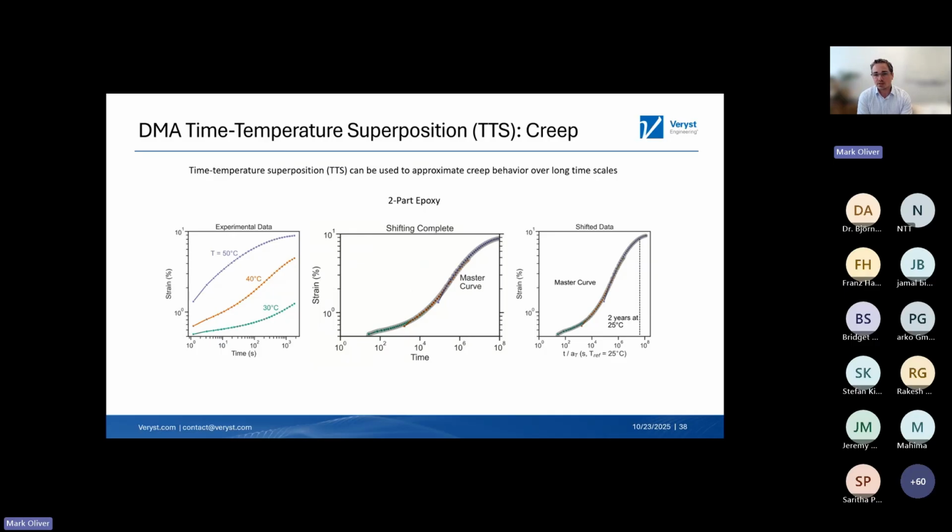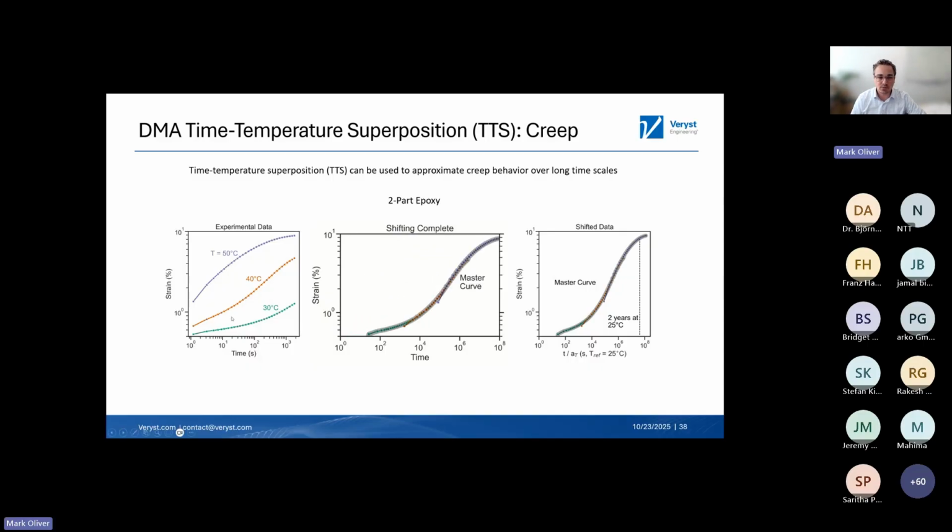And so this first example is to basically predict the long-term creep behavior of an epoxy. So this was a 2-part epoxy, and we wanted to know what the creep characteristics are at room temperature, up to beyond a year. You could go into lab, set up a creep test, and monitor it for a year, which we've done. But in many applications, that's not a practical timescale to run an experiment.